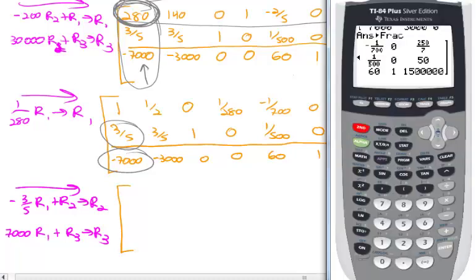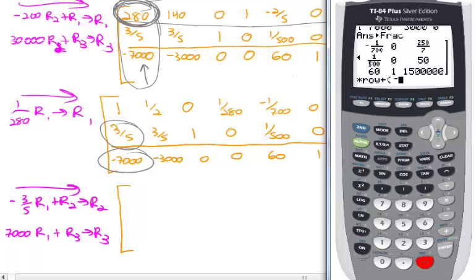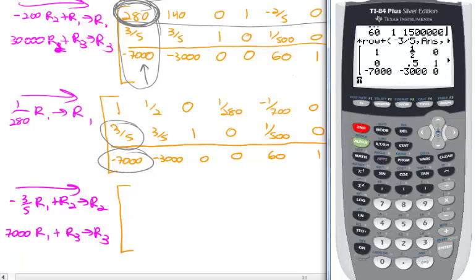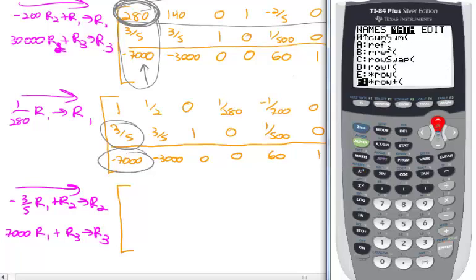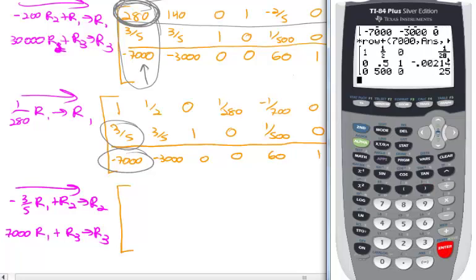So second matrix. Over to math, we're going to multiply and add rows. We're going to do negative 3/5, comma, times the previous answer, comma, in row 1, comma, into row 2, close the parentheses, enter. Do it one more time, second matrix, over to math, up to multiply and add rows. We've got 7,000, comma, times the previous answer, comma, from row 1 to row 3, enter, and we'll make everything into fractions.